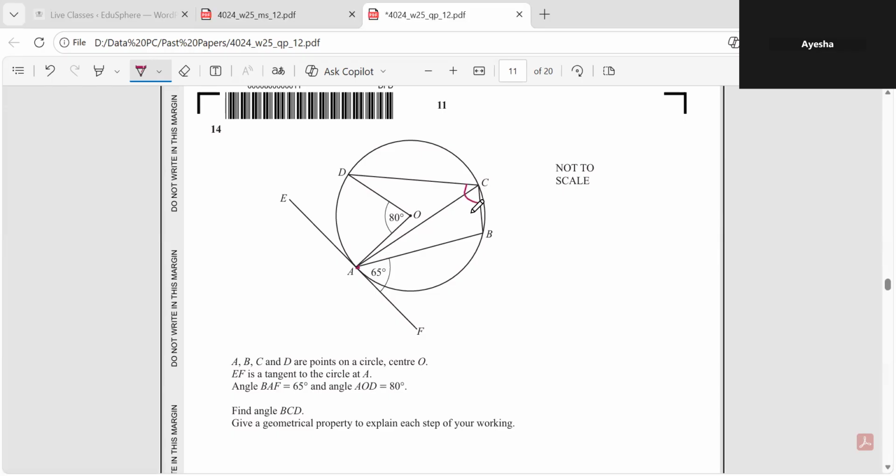Now, when we find the angle, we have to give the geometrical property also, because whenever we are doing any step, we should have the explanation regarding it. According to this property, this 80 degrees is double this angle. So to know the angle at this point, first we have to know that the angle at the center is twice the angle at the arc of the same segment.